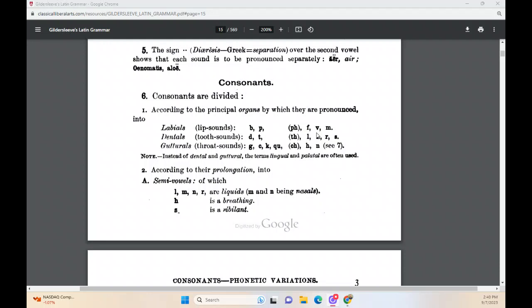The second group contains the dentals, and these are consonant sounds made with the teeth, or I should say made principally with the teeth. The first sound is de, de, de, and if you repeat the sound and concentrate on how you're making that sound, you'll see that that sound is being made principally with your teeth.